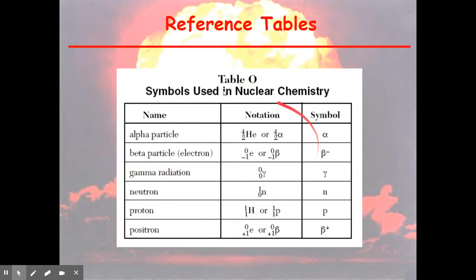This is the table that's on your reference tables, and you're going to need to refer to this many times. We just talked about alpha, beta, and gammas, and positrons. They also put the neutron and the proton on here, so they put all the particles on here. The thing we're going to be concerned with in this unit are the numbers, because we're going to use these numbers to figure out missing particles and such. This is the simplistic symbol for them: neutrons, lowercase n; protons, lowercase p; beta positive, beta negative, and your alpha symbol.